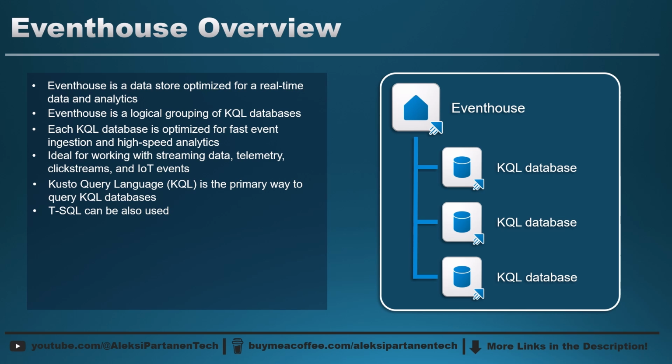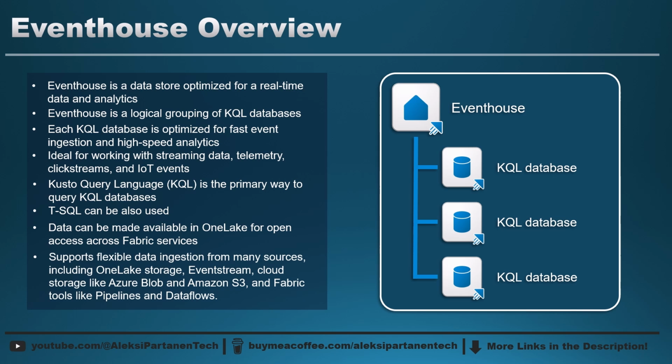Another important feature is OneLake Availability. Eventhouse can be made available in OneLake, which means it can be accessed across the Fabric services like warehouses, lakehouses, and Power BI without using the KQL database engine in between. But we are going to come back to this feature in following slides, since this is an important feature in Eventhouse.